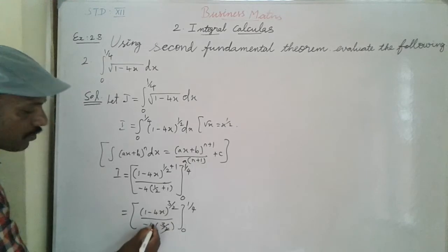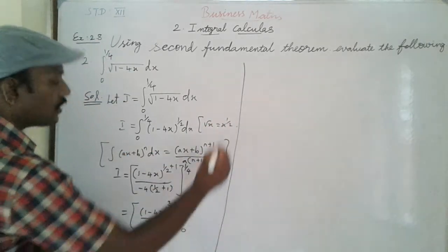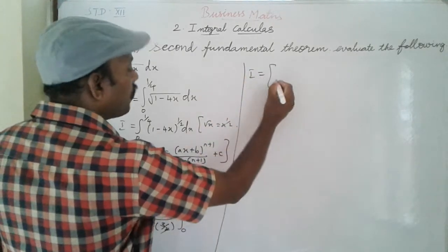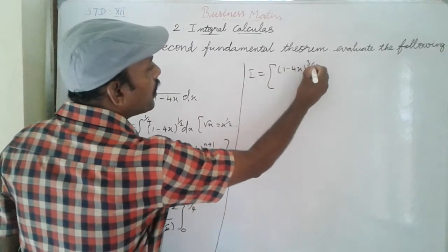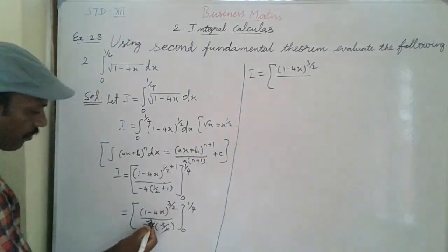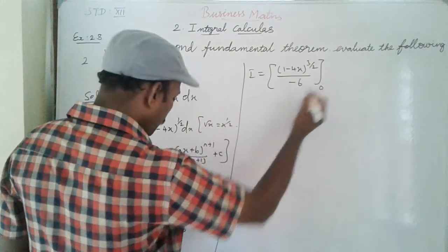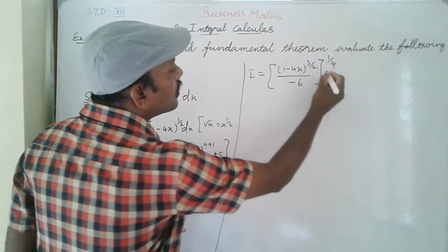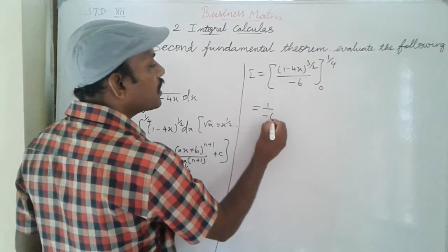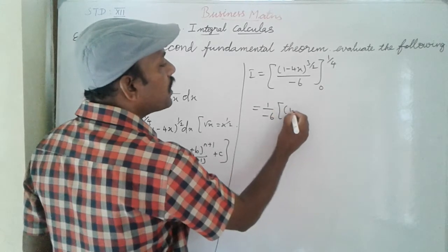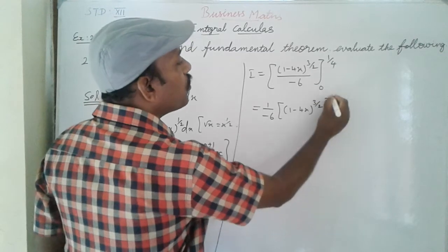Now 2 and minus 4 cancel, giving minus 2. We know that I equals (1 minus 4x) whole power 3 by 2 divided by minus 2 into 3, which is minus 6. The limit is 0 to 1 by 4. We take the constant out: 1 divided by minus 6 into (1 minus 4x) whole power 3 by 2, with limits 0 to 1 by 4.